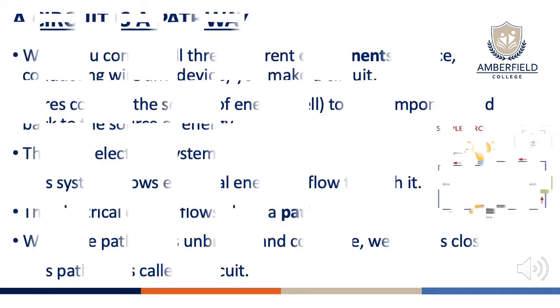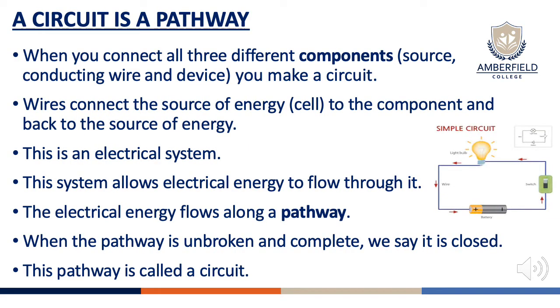I hope you enjoy. So grade 6s, we are going to discuss a circuit, and a circuit is a pathway. Now remember, a circuit is a pathway for electricity to flow. So when you connect all 3 of your different components, remember your source of energy, your conducting wire, and your device, you can make a circuit. Wires connect the source of energy, the cell, to the component and back to the source of energy. This is an electrical system. This system allows electricity or electrical energy to flow through it.